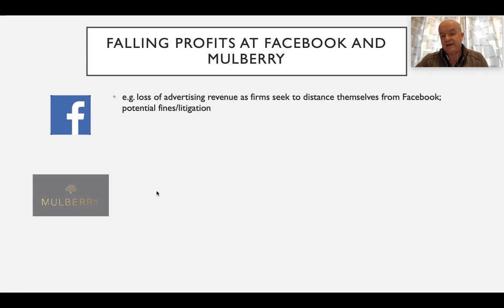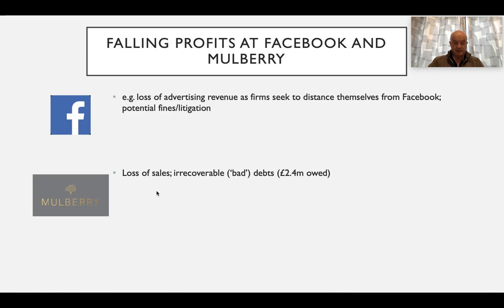Okay, now the argument was and still is that as far as Facebook is concerned, they are pretty much 100% reliant on advertising revenue to generate their profits. And when there was this scandal, and it was a major scandal, I'm sure some of you might remember it. If you can't remember it, go and do a little bit of research on it. But fundamentally, that meant that a number of big advertisers chose to stop advertising on Facebook to distance themselves from Facebook because of the potential fines and litigation that Facebook were going to face.